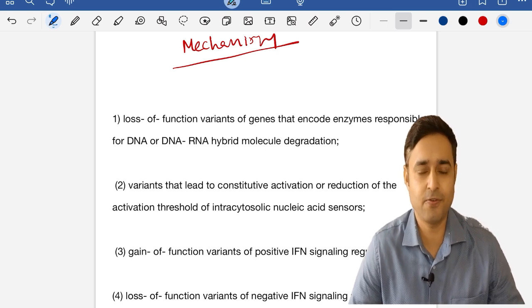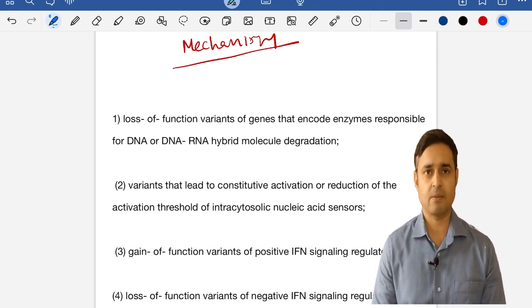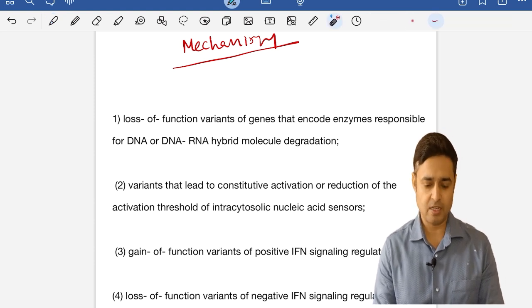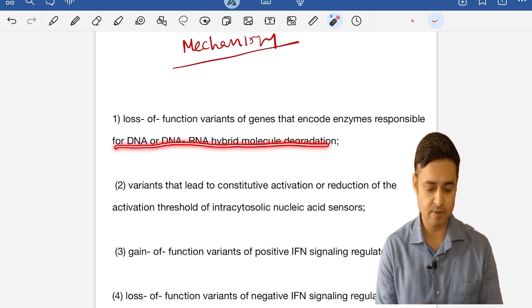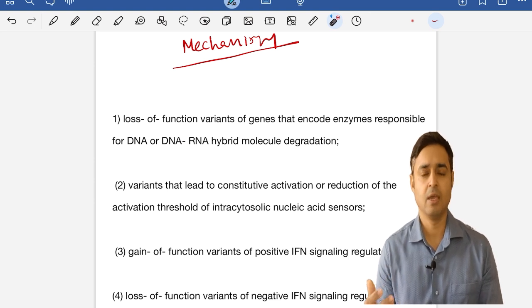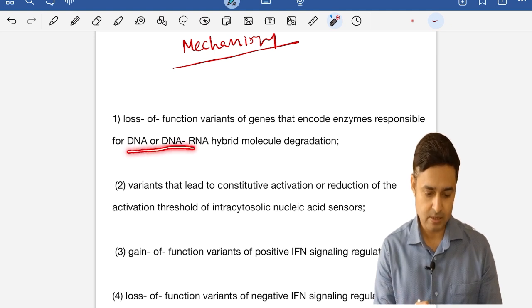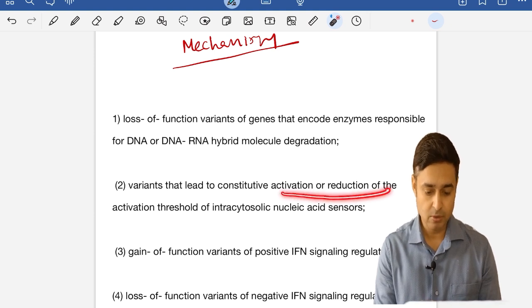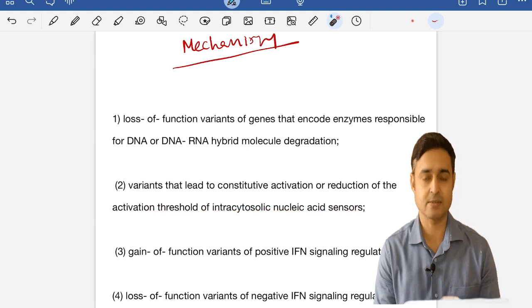So what are the mechanisms? There are 5 types of mechanisms by which these diseases can be caused. Just go through them once. First, loss of function variant of a gene encoding an enzyme responsible for DNA or DNA-RNA hybrid molecule degradation. Anything which produces more interferon is a mechanism. Second, variants that lead to activation or reduction of the activation threshold of intracytosolic nucleic acid sensors.